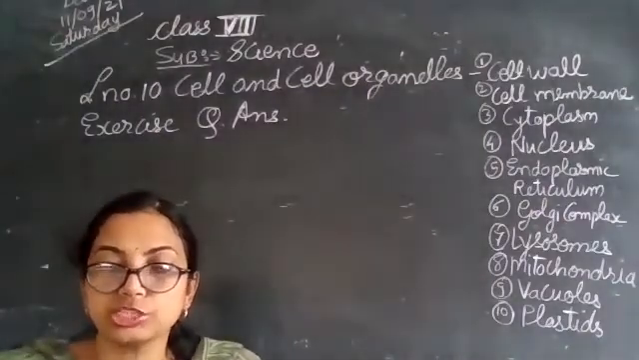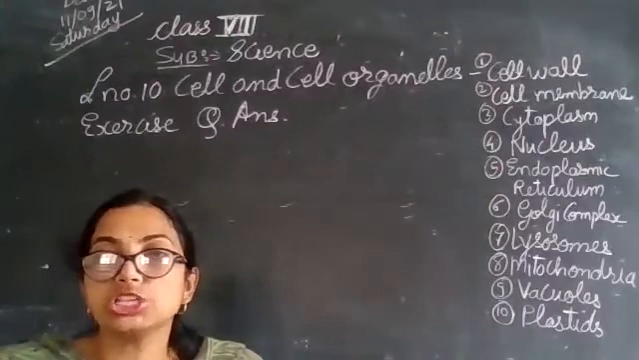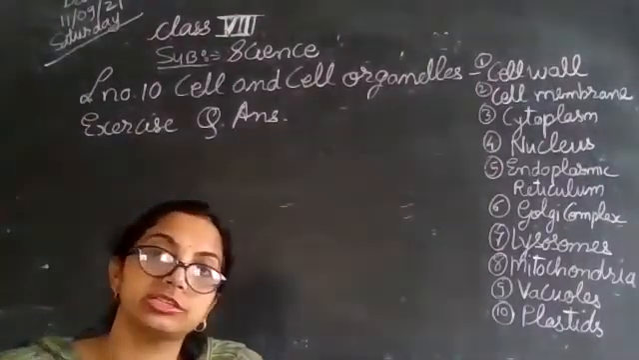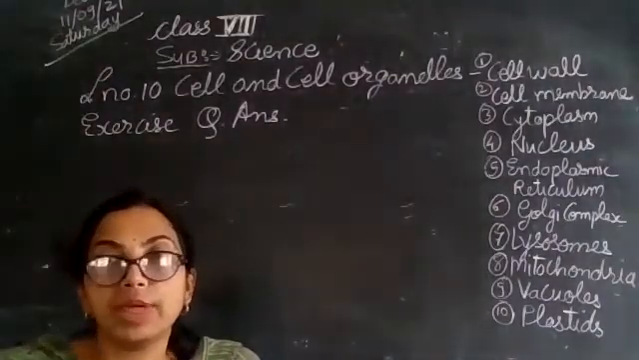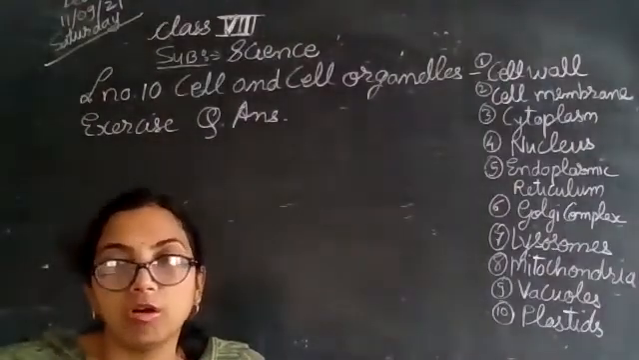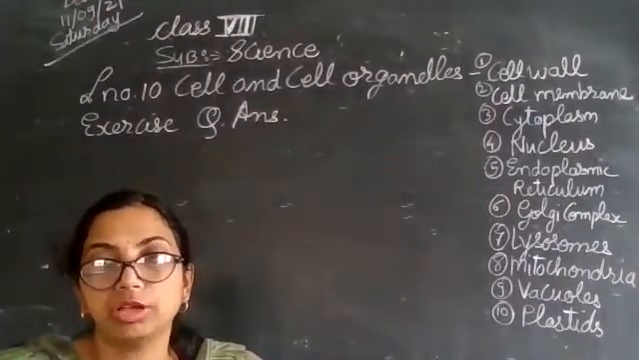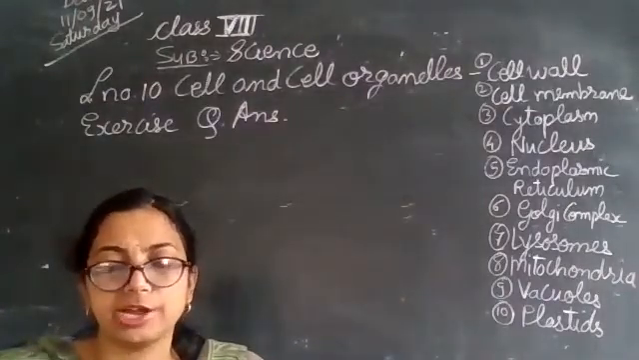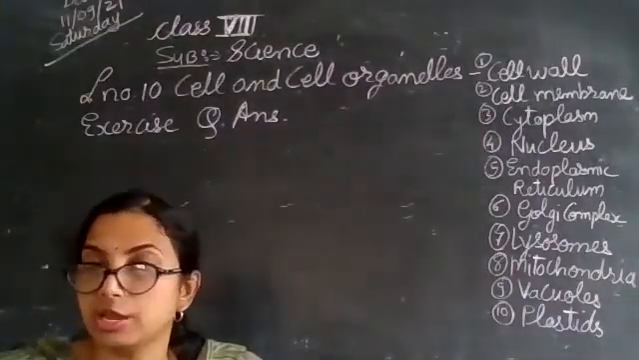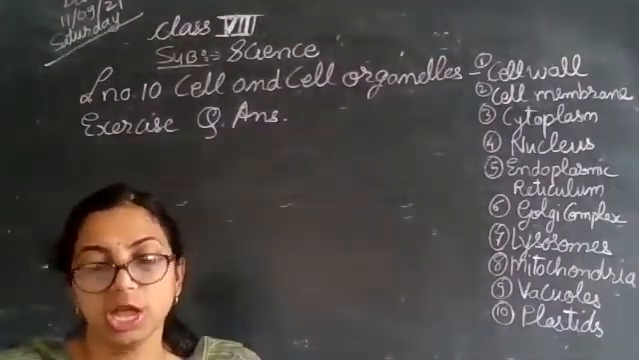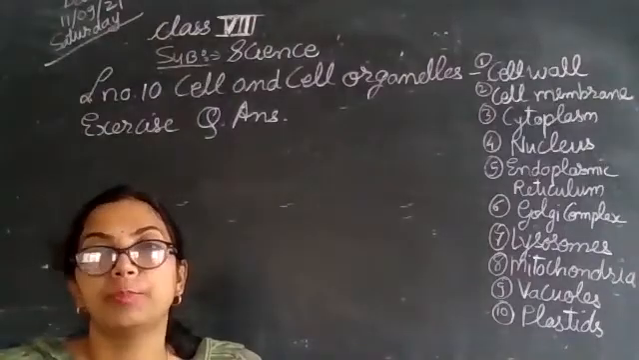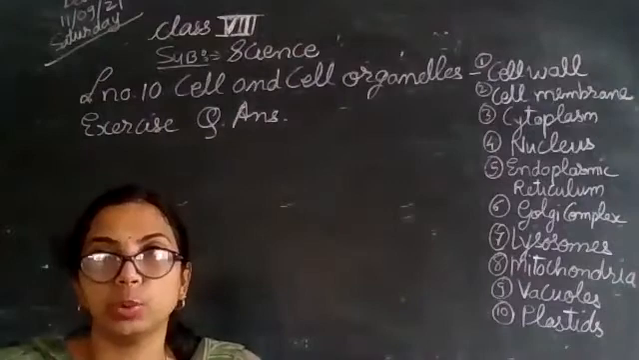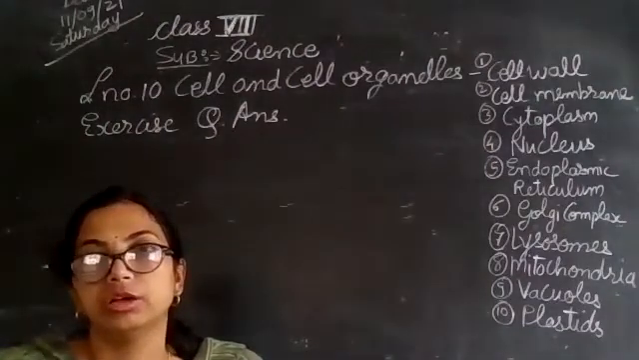So nucleolus is the odd one because it is present inside the nucleus and it is not the main cell organelle of any cell. On the other hand, mitochondria, plastids, and endoplasmic reticulum are the important cell organelles, while nucleolus is present inside the nucleus, helping during cell division only. Okay.